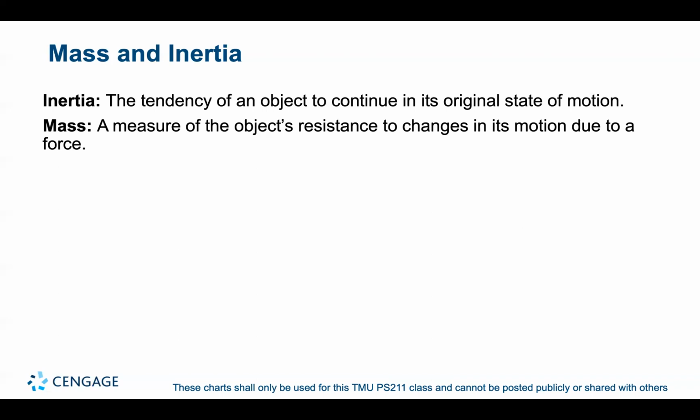So the tendency of an object to continue in its original state of motion is called inertia. You have to overcome that inertia if you want to make it move. A measure of the object's resistance to change in its motion due to a force is called mass. And that's related to weight, and we've had a little bit of introduction to that. This kind of mass is often called inertial mass because it's associated with inertia. The greater the mass of a body, the less it accelerates under the action of an applied force. The SI unit of mass is the kilogram. Mass is a scalar quantity, so it obeys the rules of ordinary arithmetic.